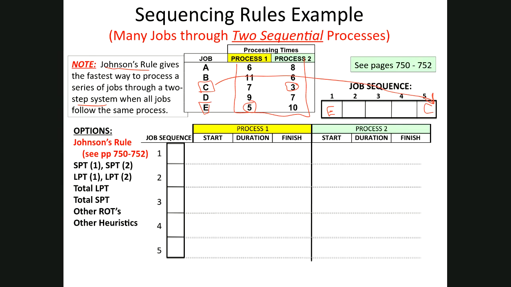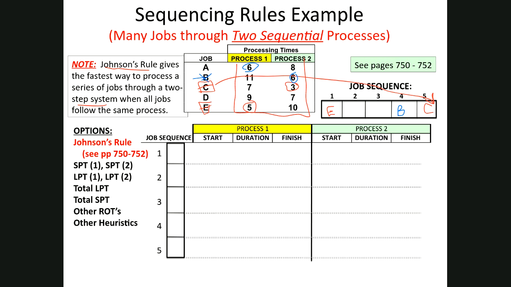And then we continue. So we've taken C out, we've placed C and E. From among the remaining, D, A, and B, what is the shortest processing time? Well, we have a tie. 6 on A and 6 on B are the next shortest. We can break the tie arbitrarily, and so we're just going to look at B first. B's shortest processing time occurs on process 2. So now we're going to put B as near to the end of our sequence as possible, back in position 4. And we're going to take B out of the rotation.